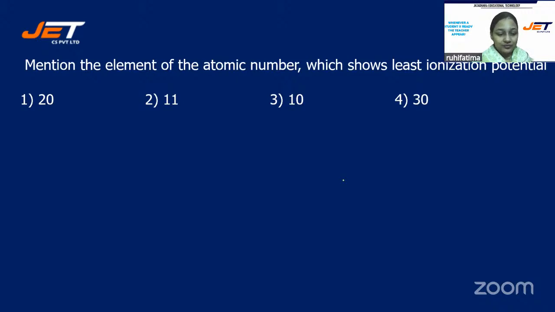Hurry up. Okay, the correct answer for this question is option number 2, students. 11 is the right answer for this question. It shows the least ionization potential.